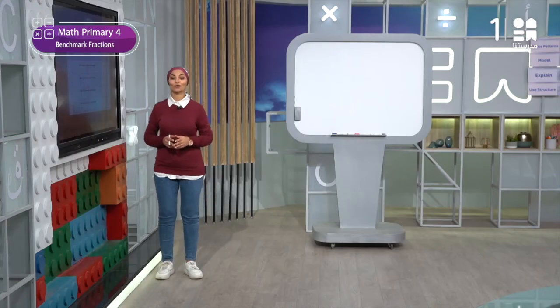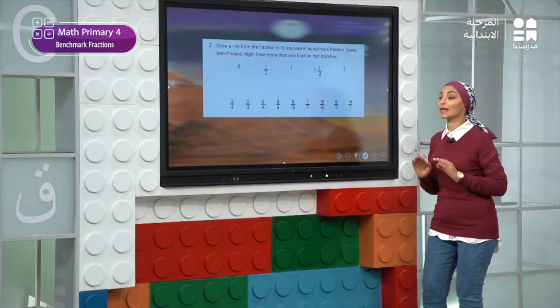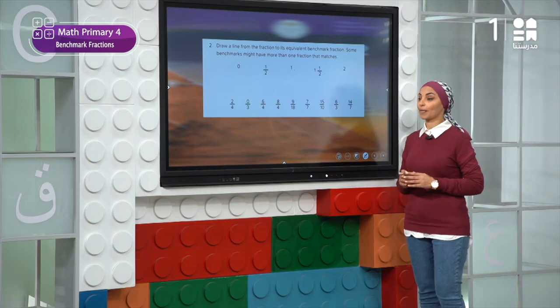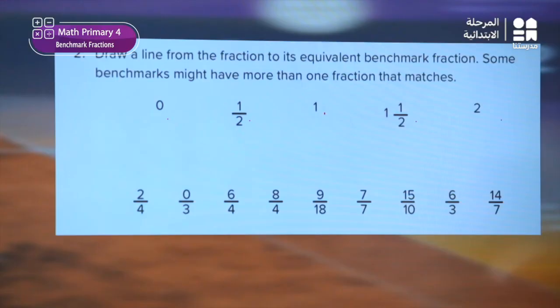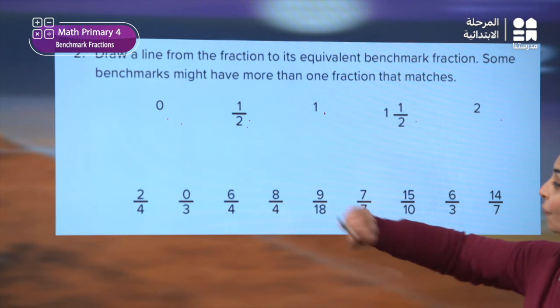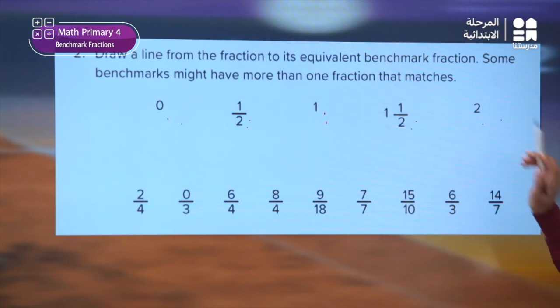And now let's move to problem number 2. Problem number 2 is a little bit different. Why? Because we will match each fraction with its equivalent benchmark fraction, which means equal fractions. Some benchmarks might have more than one fraction that matches. The benchmark fractions in this problem are 0, half, 1, 1 and a half, and 2.